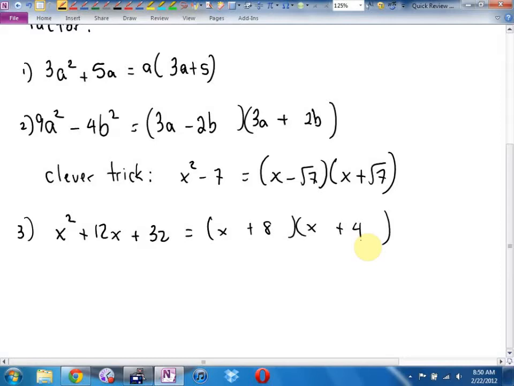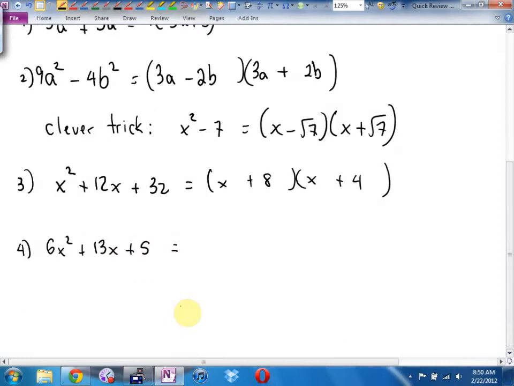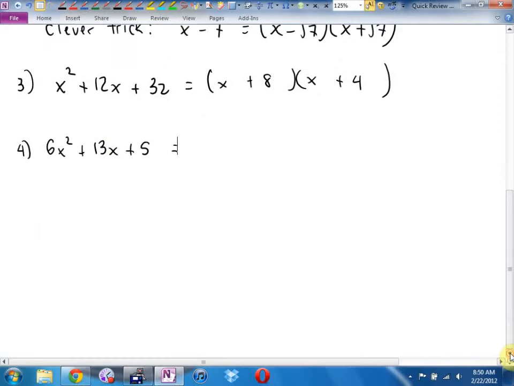I think. And 10. But here's where you hit the wall in Math 10. It's these next ones. And unfortunately, that's going to be almost all of the questions I give you this year. Questions that look like this. Six x squared plus 13x plus 5.